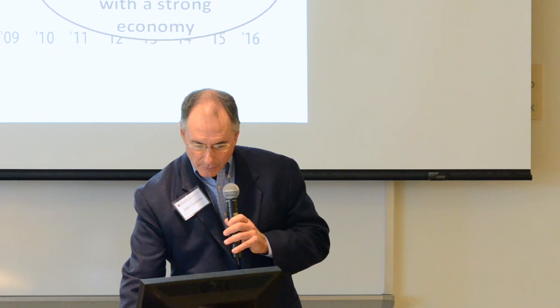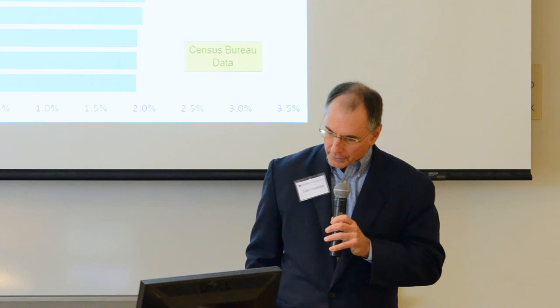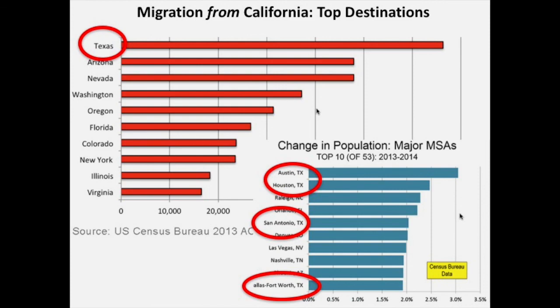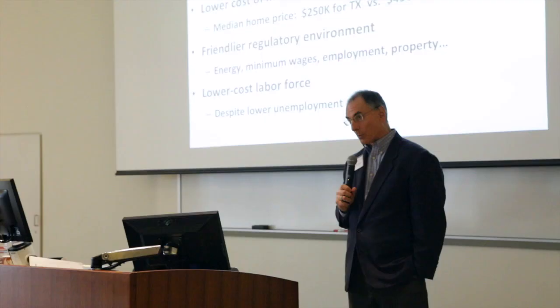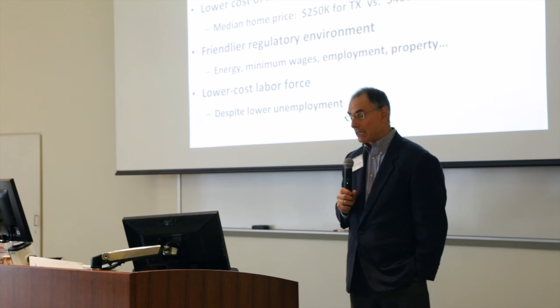Where are they going? Well, the number one state they're going to is Texas, and the number one cities in Texas are these: Austin, Houston, San Antonio, and Dallas-Fort Worth. Now, why is Texas more attractive to Californians than California? Well, there's no state income tax, and California has one of the highest. It'll effectively become even higher under the new tax legislation.